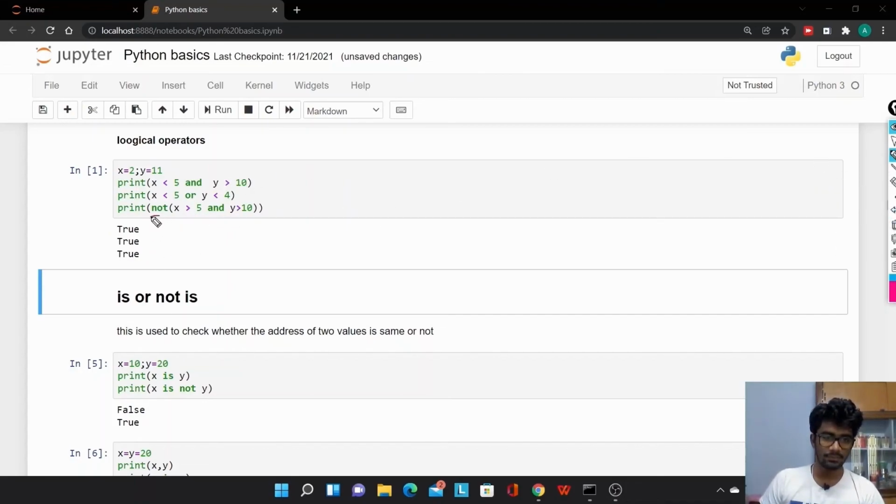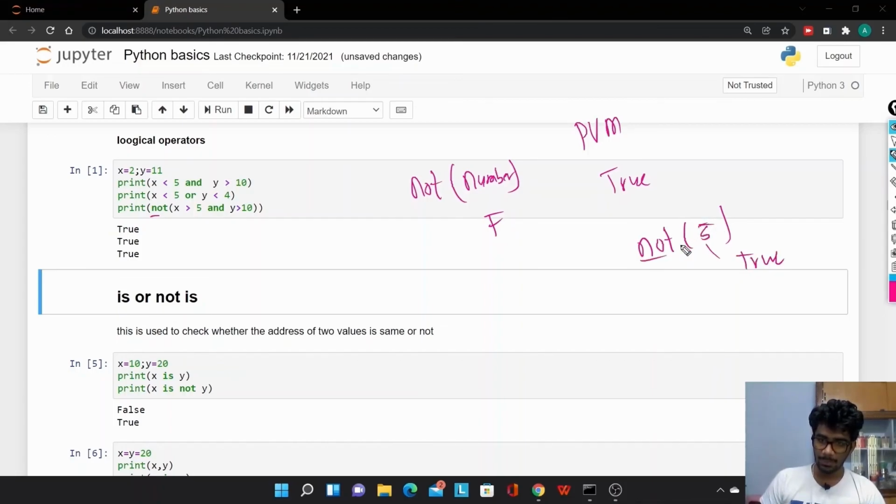There is one more thing that we need to say about the NOT operator. Keep that in mind. This might help you in some other cases. NOT of any number is false, because by default the Python virtual machine considers a number as a true value. What I am trying to say is, if you apply NOT of 5, by default 5 is considered as a true value. When you apply NOT on 5, you will get the output as false.